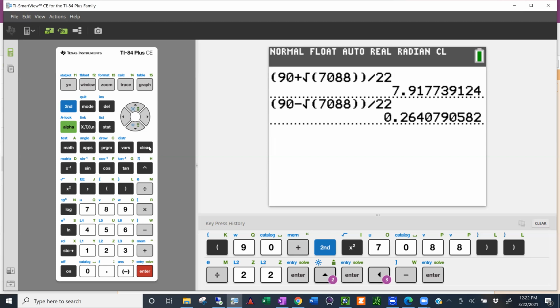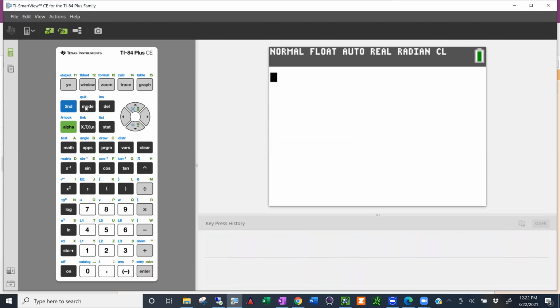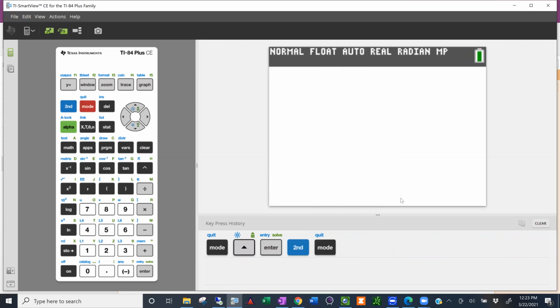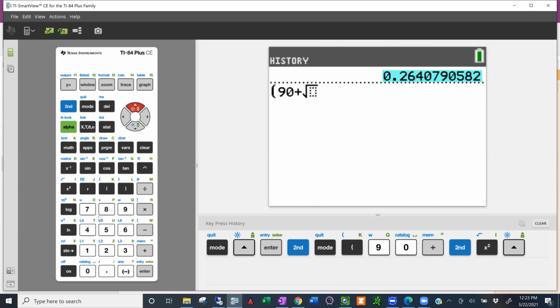Okay. So let me clear all this. And you know what, we're gonna reset the mode. So now it looks like the 84 that most of you are more comfortable with. All right, so parentheses, 90 plus square root. So this is all looking the same so far. 7,088. Whoops. What happened there? 7088.